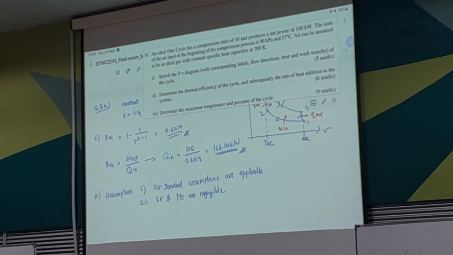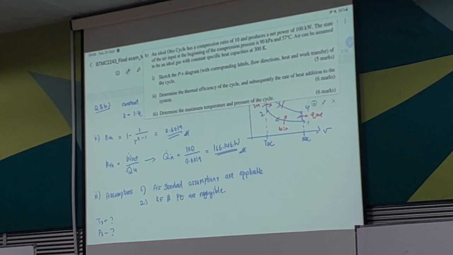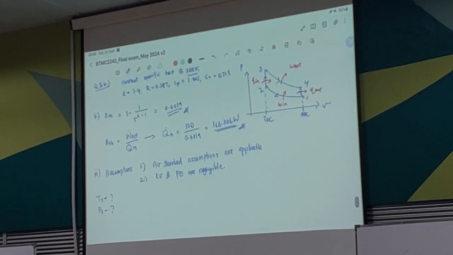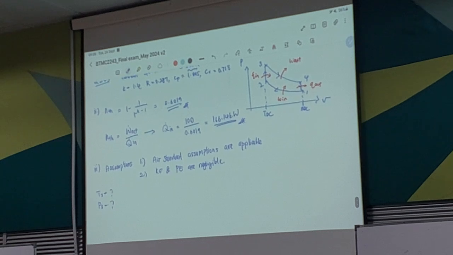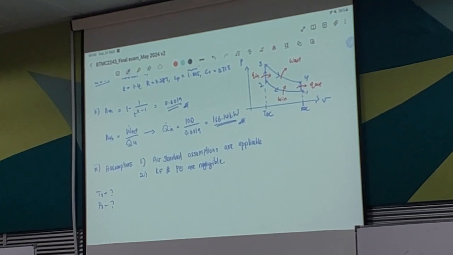Alright, then we go to the last part. So we need to find the maximum temperature, which is T3, as well as pressure, also P3. So you need to find T3 and P3, which also means that we go back to the standard way of solving this. So first off, we need to find what is T2 first.